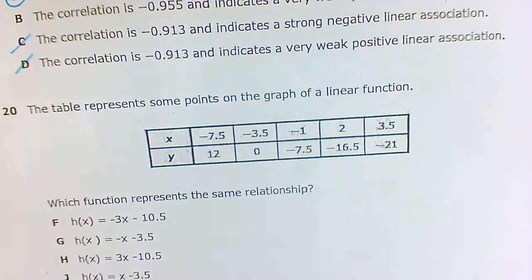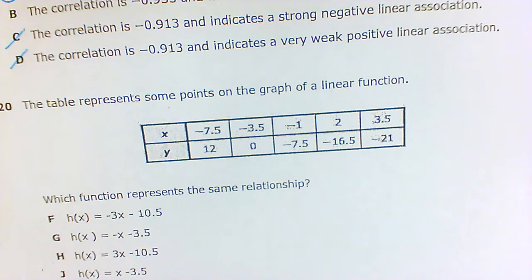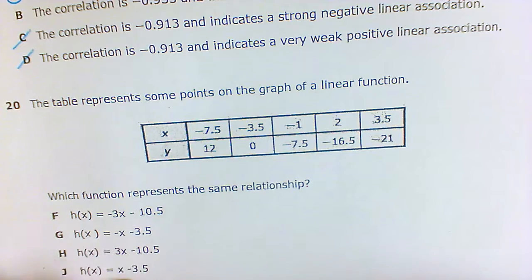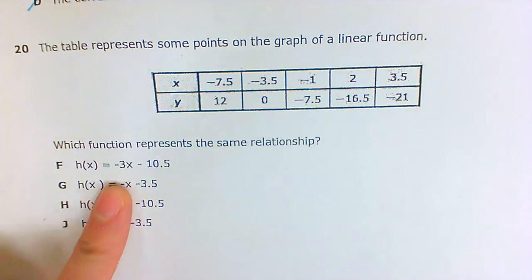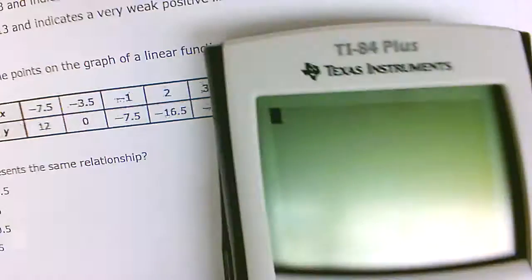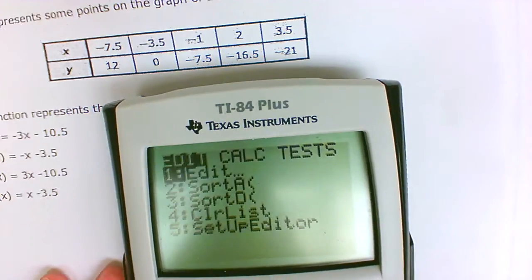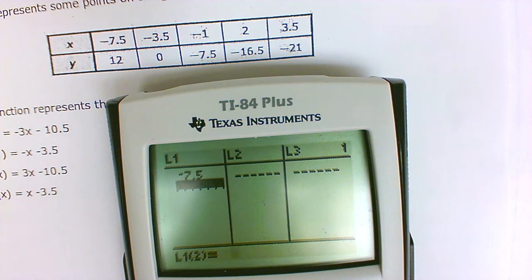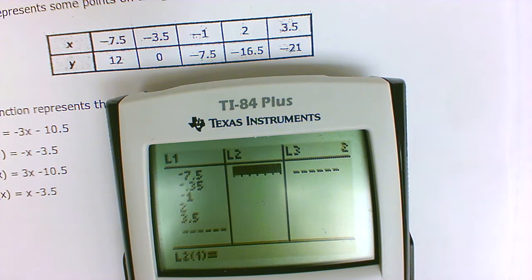All right, number 20. The table represents some points on the graph of a linear function. Which function represents the same relationship? So on this problem, I'm looking at my table of values and I want to match it to an equation. Now these look like all equations of a line, so what I'm going to do is go into my calculator, do Stat Edit, enter in all of my x values. So that's all my x's and all of my y's.